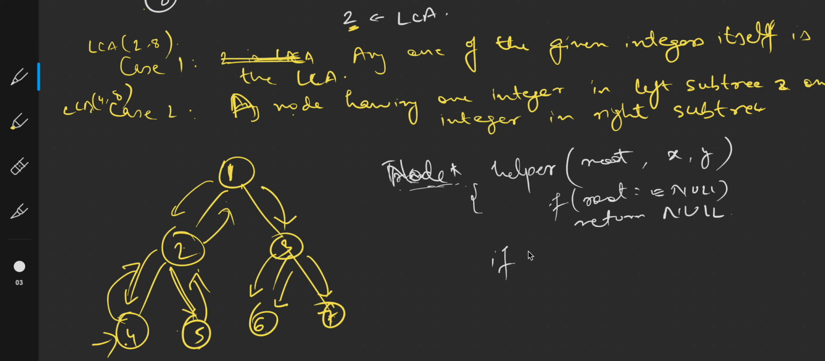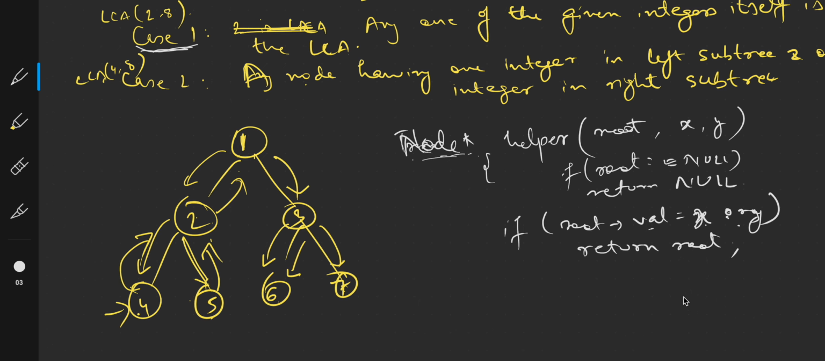Second condition is if root's value is equal to x or y. So in that case, we have encountered case 1 here, right? Any one of the given integers itself is the LCA. So there is a possibility that if root's value is equal to x, y is present in the subtree of x, right? There is a possibility. So we will return root here.